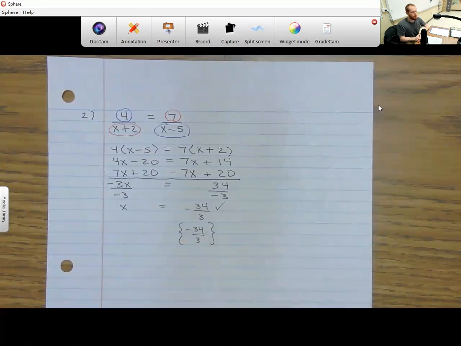So that's how I get number 2. And obviously, if you wanted to check it, you could plug it back in for x and see what happens. But in the interest of time, I'm going to move on to the next type of rational equation.